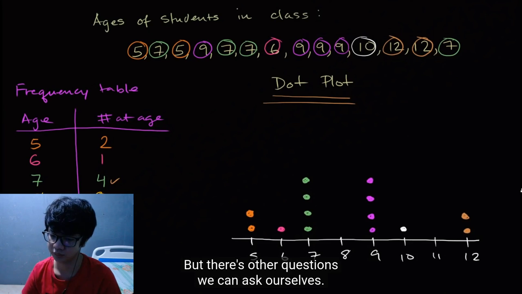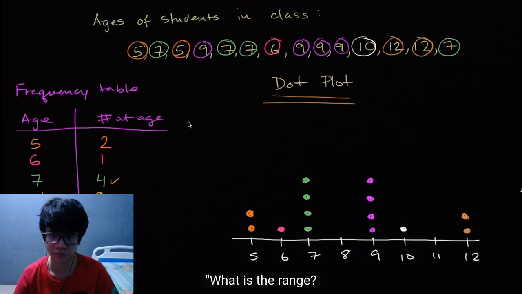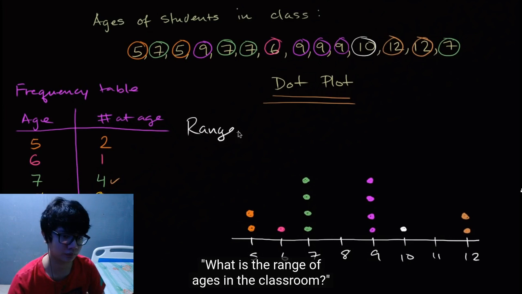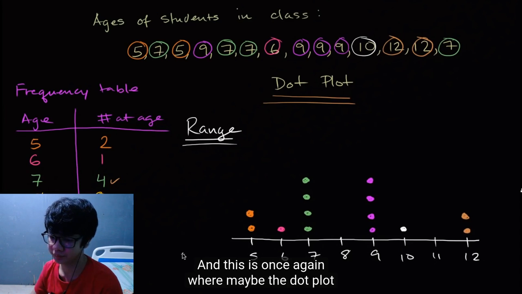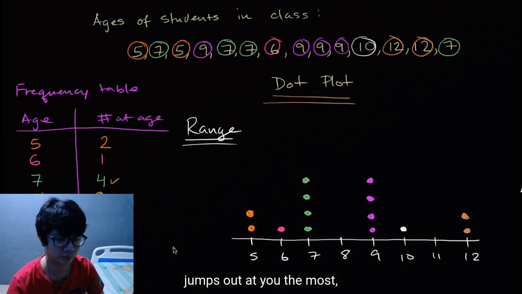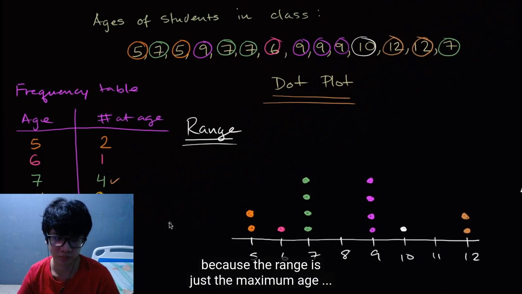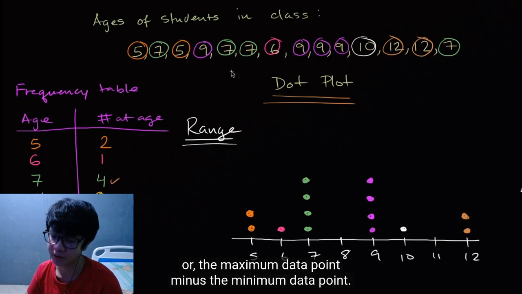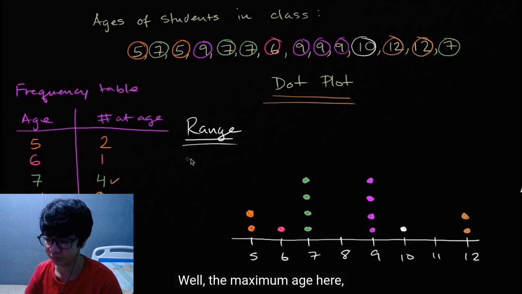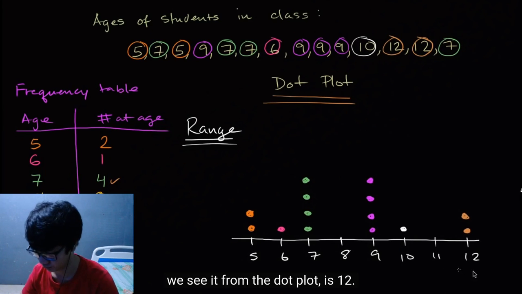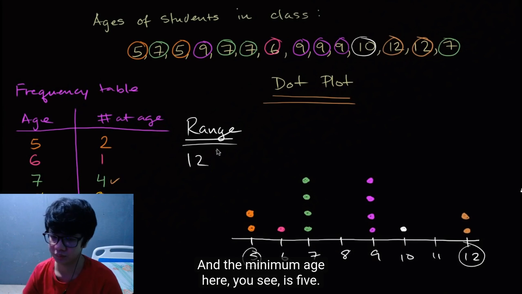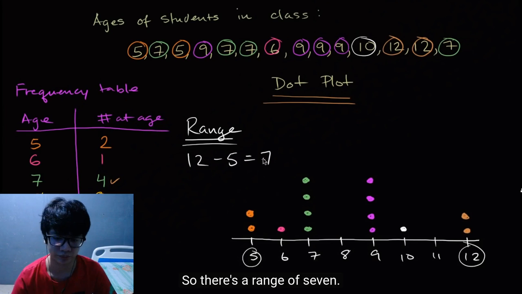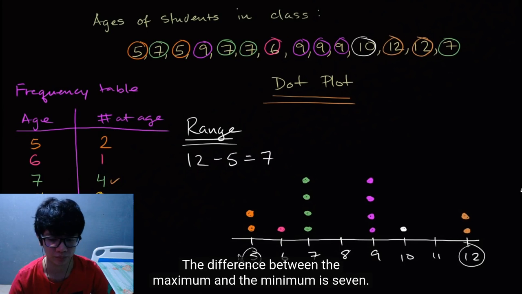But there's other questions we can ask ourselves. What is the range of ages in the classroom? And this is once again where maybe the dot plot jumps out at you the most, because the range is just the maximum data point minus the minimum data point. So what's the maximum age here? From the dot plot, it is 12. And the minimum age here is 5. So there's a range of 7. The difference between the maximum and the minimum is 7.